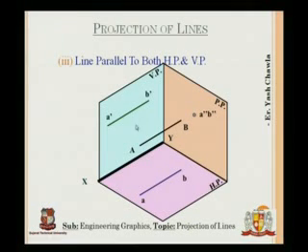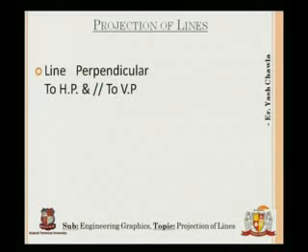This is our AB, and the same will be projected as A dash B dash on VP, and the same will be projected on HP as AB, and this will be a point which will be projected on the profile plane. So these are the three conditions. Now let us move to different conditions.